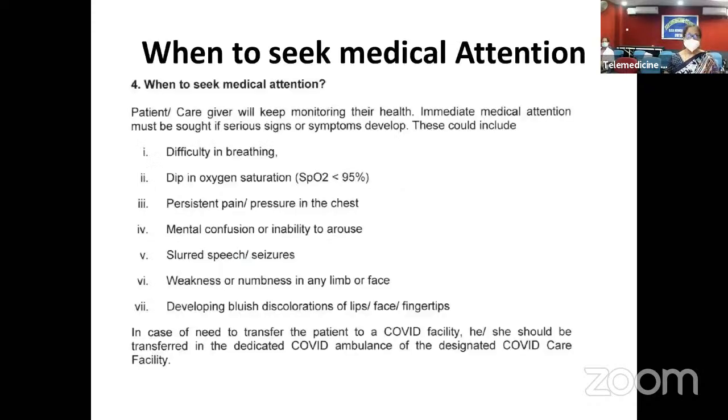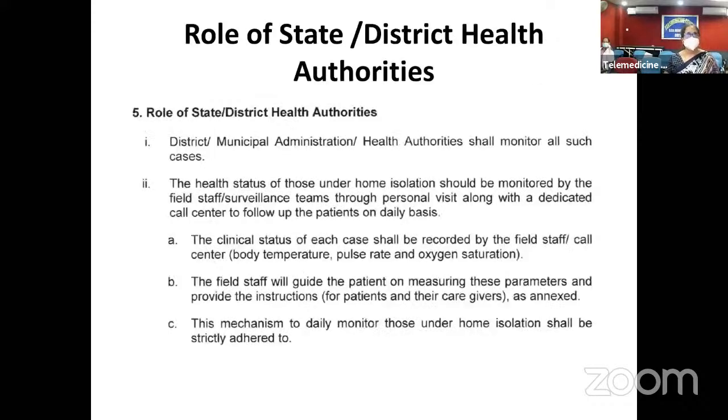When to seek medical attention when you are in home quarantine? When you have difficulty in breathing, a drop in oxygen saturation to less than 95%, persistent pain or pressure in the chest, mental confusion or inability to arouse, slurred speech and seizures, weakness or numbness in any limb or face, or develop bluish discoloration of the lips, face and fingertips.